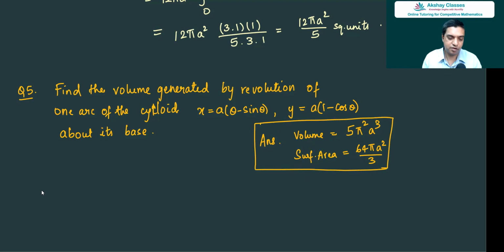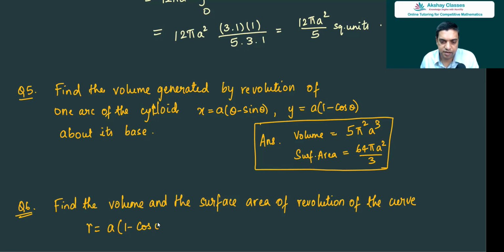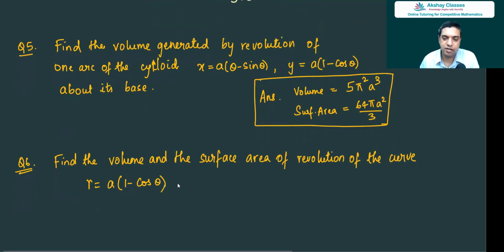Take this down. Try to solve it. And one, so on cardioid, attempt this. Tomorrow's class we'll discuss, and then we proceed further. Find the volume and the surface area of revolution of the curve r is equal to a into 1 minus cos theta. What is this? It's the cardioid about the initial line.